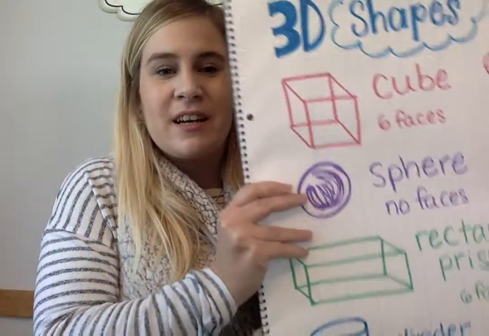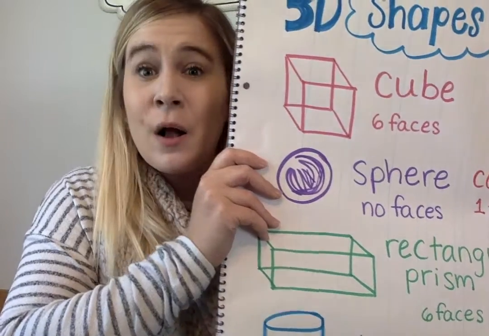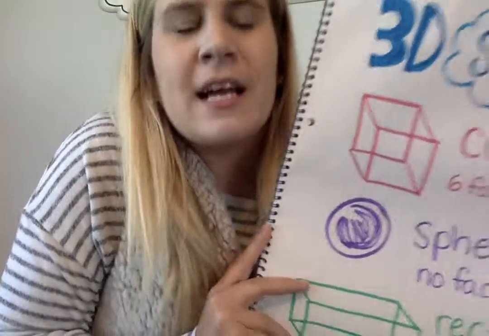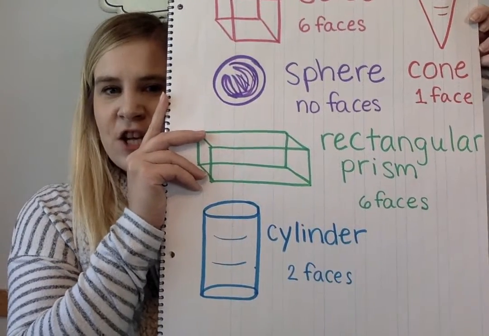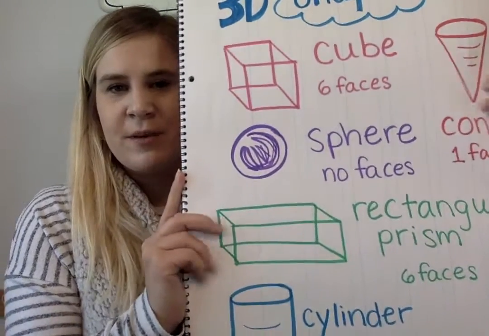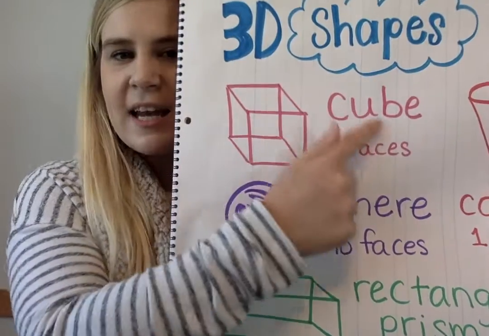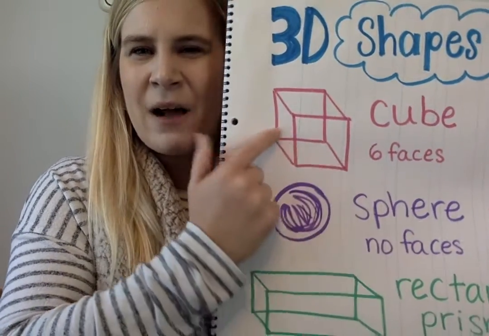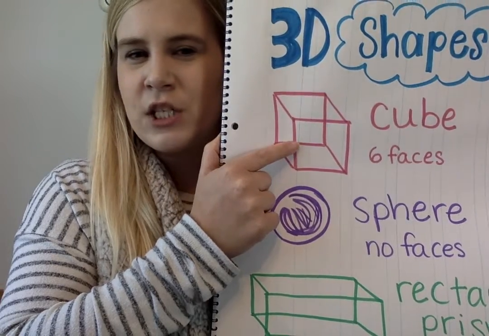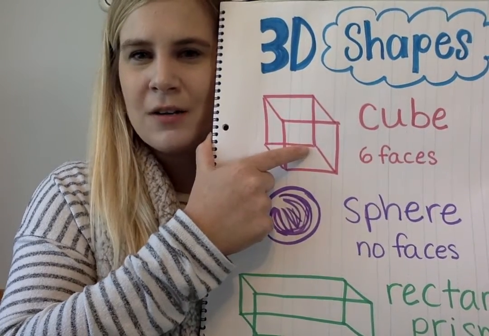Hi, first grade. We are going to continue to look at our 3D shapes today. But today what I want to teach you about is that we can see some 2D shapes, the flat shapes, inside of our 3D shapes. So when we look at a cube, we know that it has 6 faces. And I want to talk about what 2D shape the faces are. What do you think?